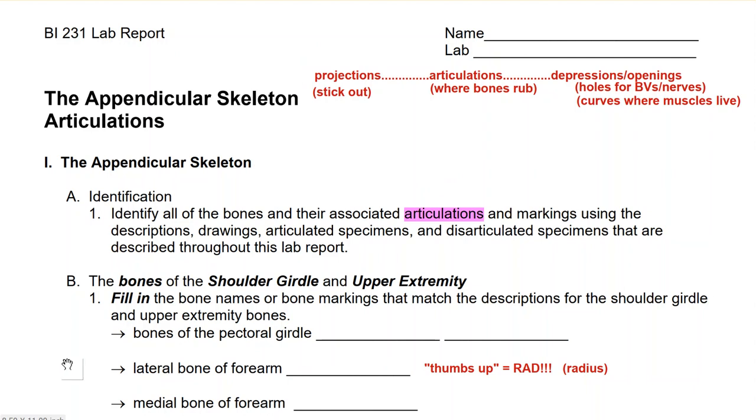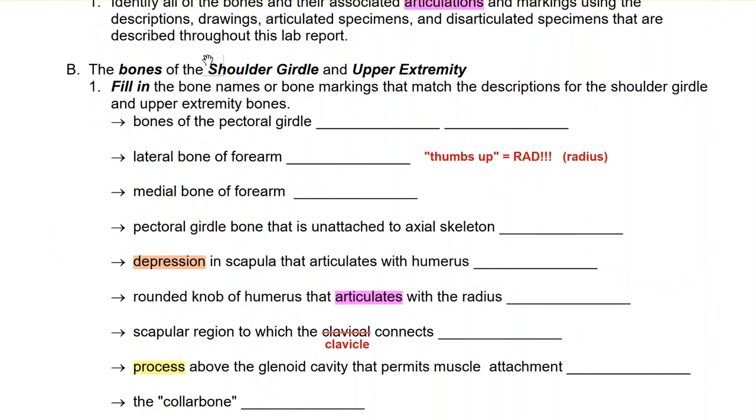So appendicular skeleton, we're just going to start talking about bones, and we're going to start with the arm. We start with the shoulder girdle and the upper extremity. Going through your lab book, these are all pretty straightforward. The bones of the pectoral girdle and upper limb pretty much start at lab manual page 144 and continue on for a few pages, so you shouldn't have any trouble. Remember to always go back to those blue tables of bones and look for those important markings and the description.